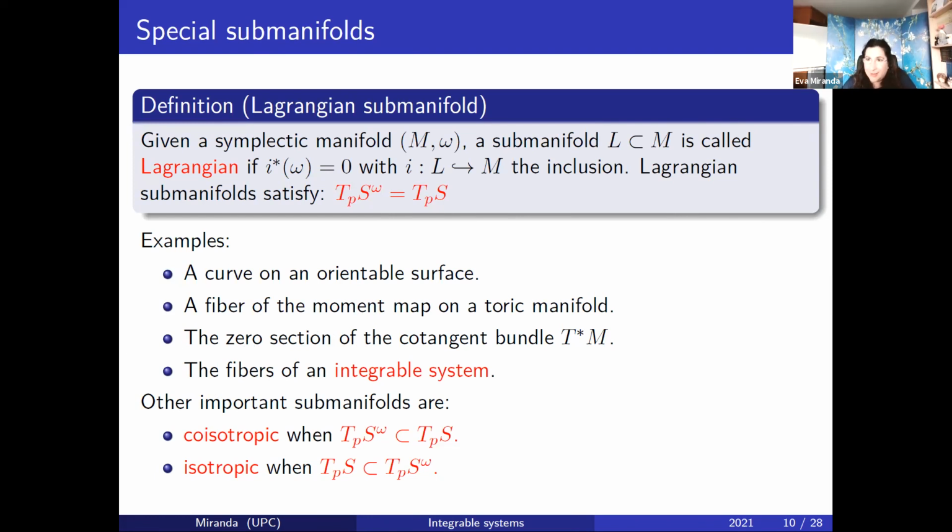That's very interesting, because this is the model that we are going to have for any integrable system in a neighborhood of a Liouville torus, and the fibers of an integrable system. These are examples. Then I have these other coisotropic and isotropic important special manifolds that today are not so important, with one exception.